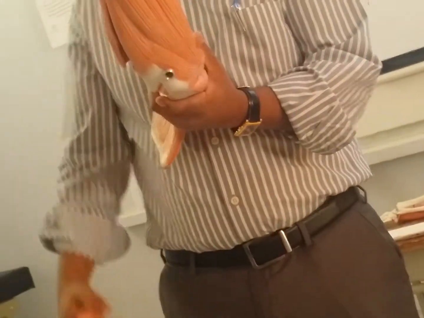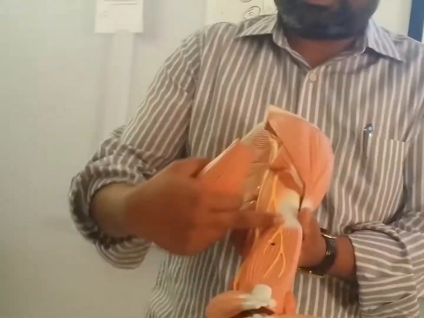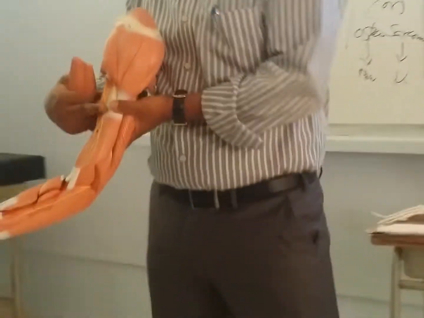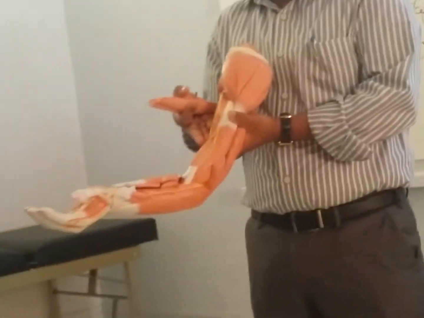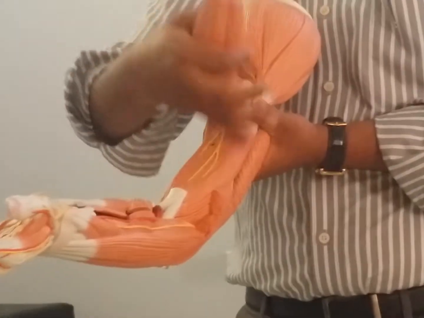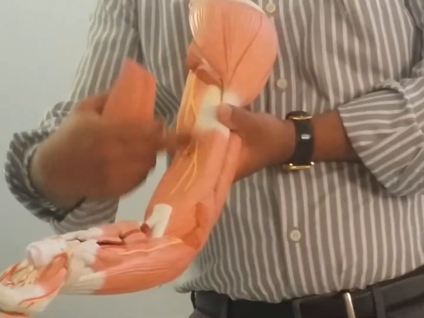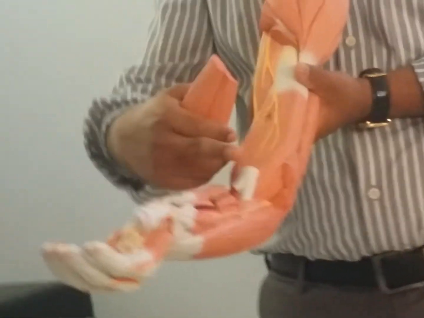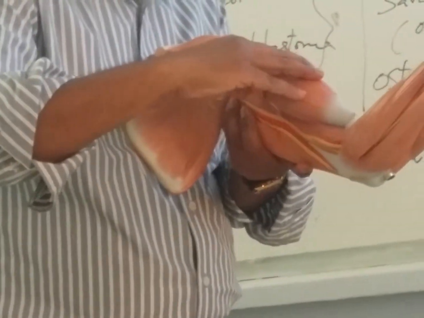Brachialis muscle originates from the anterior surface of the radius and even from the anterior surface of the humerus, and also from the lateral and medial intermuscular septa. Then it crosses the elbow joint and is inserted onto the ulnar tuberosity and the coronoid process of the ulna.